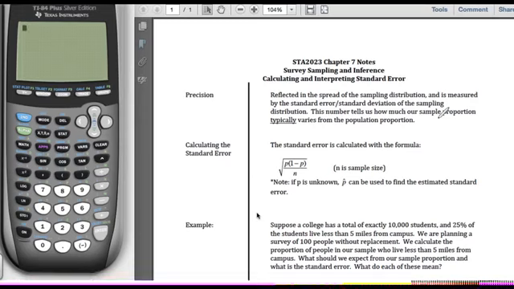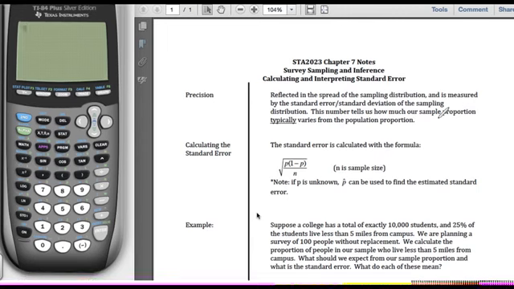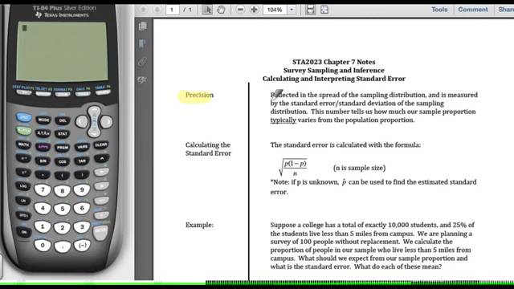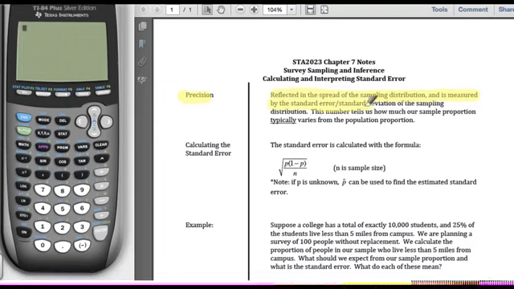We're going to start putting some ideas together in this video. We've talked about the idea of precision and the sampling distribution, and we want to match those up. So once again, precision is measured by the standard error. It's reflected in the spread of our sampling distribution. It's measured by the standard error, which we define to be the standard deviation of the sampling distribution.